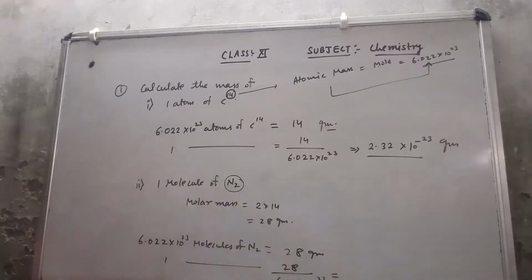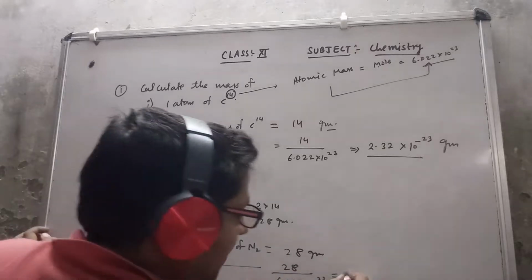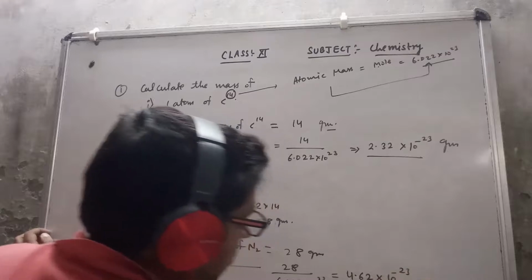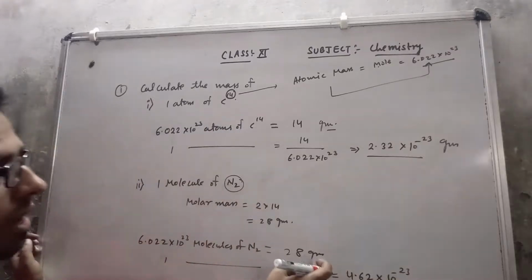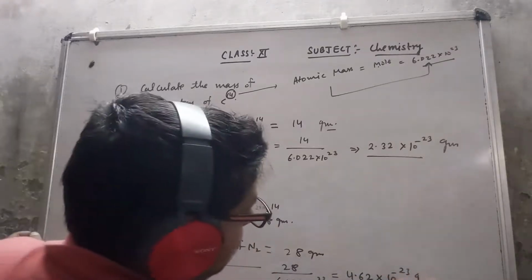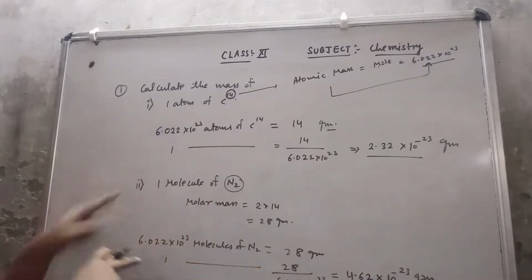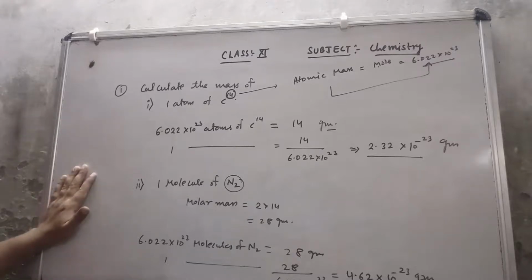If I solve it, 6 4s are 24, so approximately 4 point something. So this comes to 4.65 into 10 to the power minus 23. The 23 is coming from the denominator, so this will be minus 23. So that much mass is present in one molecule of N2. So this is a very easy question that I have discussed with you.